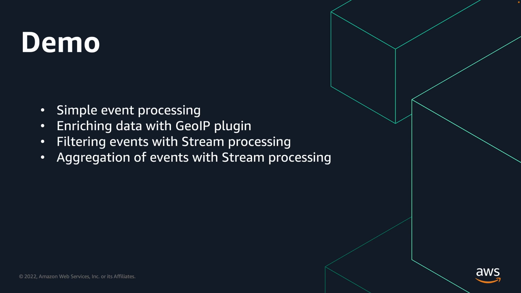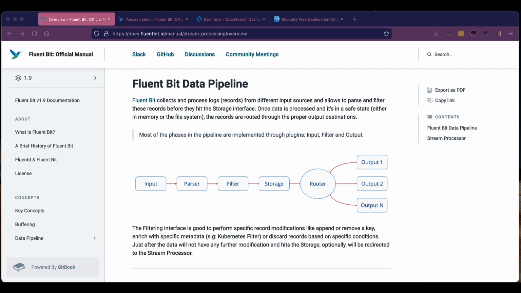The third, filtering out the events and sending the events to two different destinations in OpenSearch. Finally, with streaming at the edge, I will be aggregating the events based on custom enriched attributes of the event. Dive into that. Before we get into the demo, let's take a look at the structure of the Fluent Bit data pipeline. It has three major components.